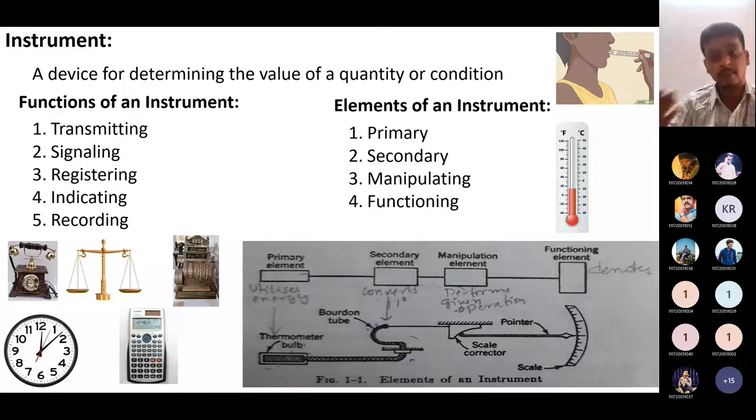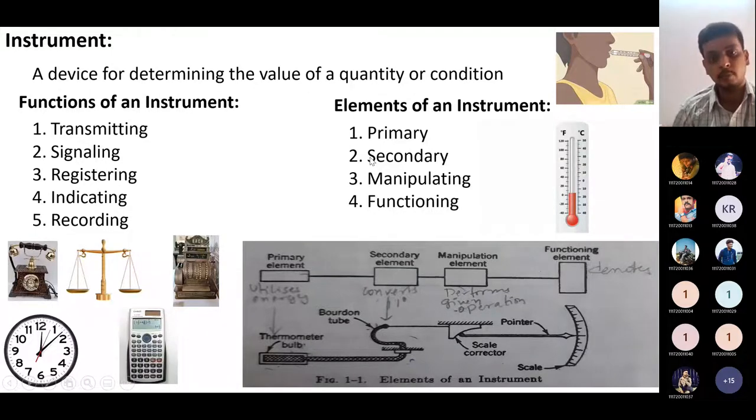The manipulating element sometimes comes before the secondary element. Its position is not constant here. It can be before the secondary element or after the secondary element. We cannot define that accurately. Then whatever displacement is produced by the Bourdon tube or its pressure spring will be converted into the displacement of a pointer, and this pointer will operate on a particular scale. This is called the functioning element, pointer plus scale. Due to its deviation from the initial set point, the pointer shows you the reading of that particular temperature. So those are the different types of elements of an instrument.